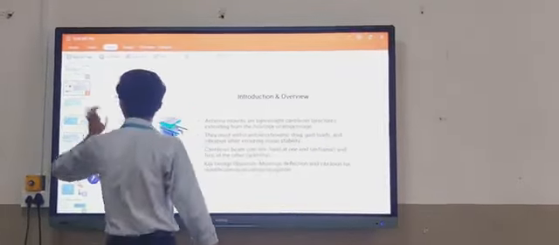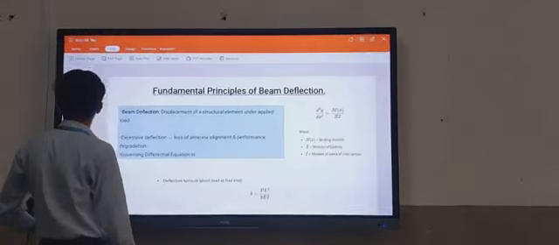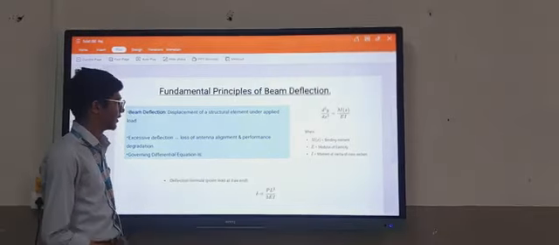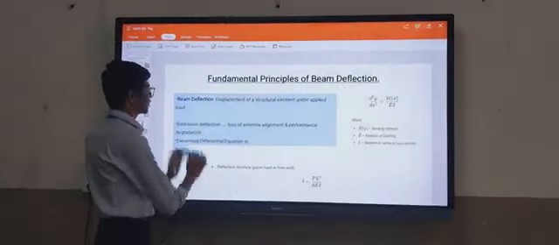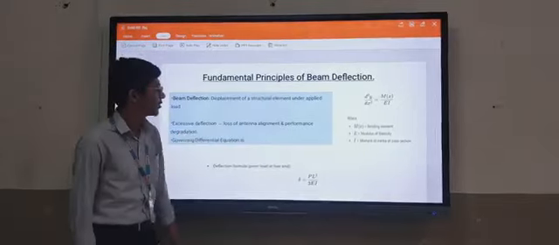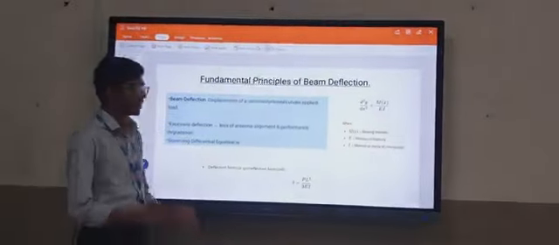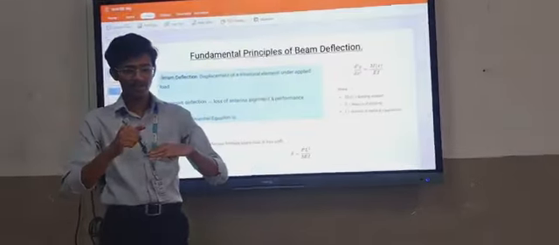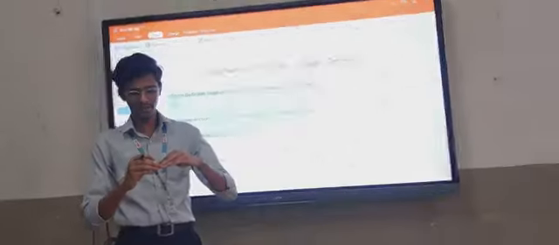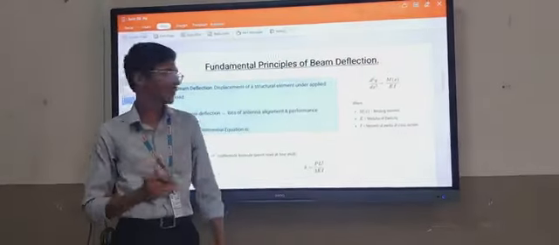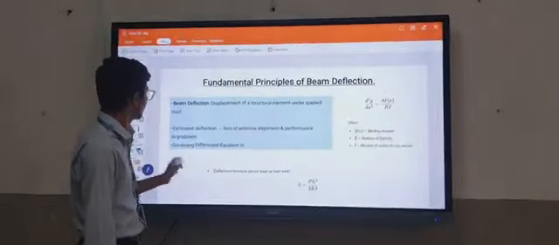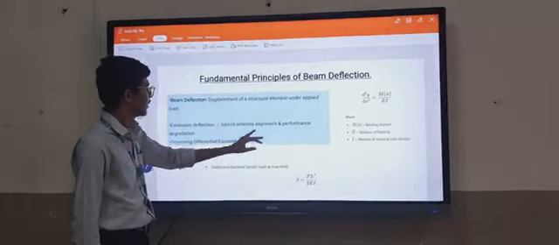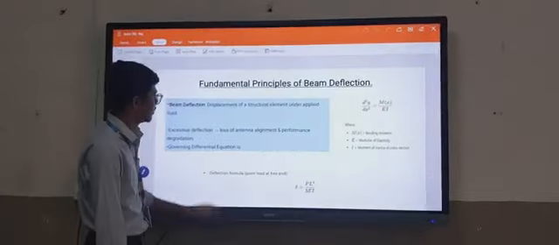So, next slide. Here are the fundamental principles of beam deflection and antenna deflection. Beam deflection is the displacement of structural elements under an applied load. When the load is applied on one side of the cantilever beam, a force acts on it and it bends on that side. That is the case for the antenna. Excessive deflection causes a loose antenna and alignment and performance degradation.